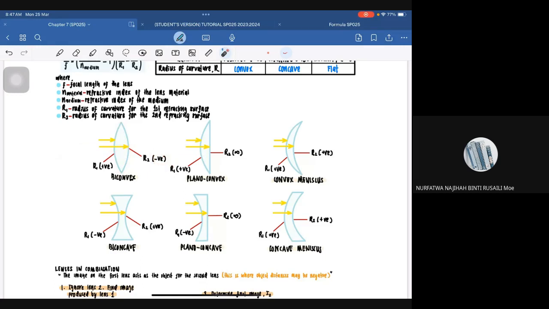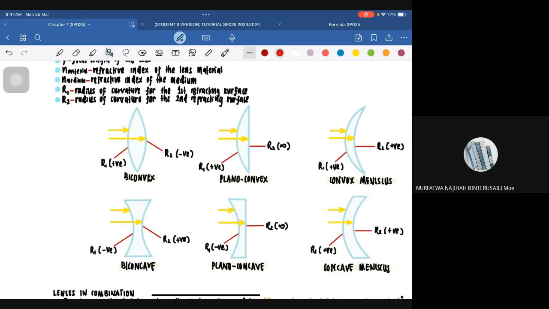Sebab student selalunya dia akan cakap, ni bukan convex, ni bukan convex. Kenapa? Sebab dia tengok cahaya macam mana. Dia tengok macam ni. Dia tengok satu di sini, satu lagi di sini. So dia akan letak R ni satu positif, yang ini pun positif. Padahal kita kena follow cahaya yang first lah, original.